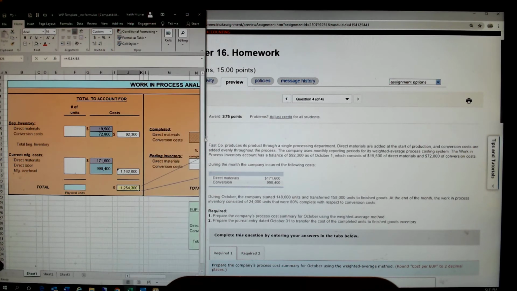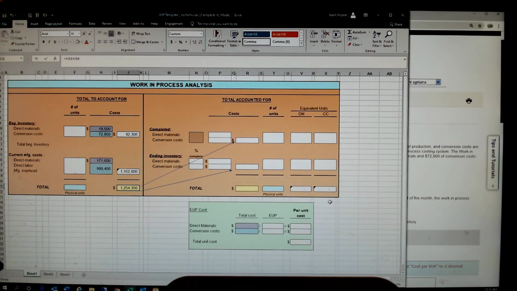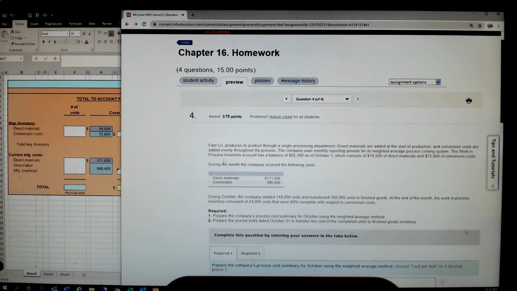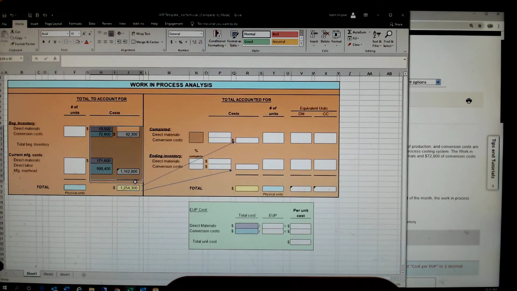Now remember, what I'm trying to do is allocate this 125,400 to the units completed and the ones still here. Now if there are no units here, if I finished everything this month, well then they'll all be assigned to the units completed. But that's not the case. So far in the problem, this is all they've given me, just the costs.